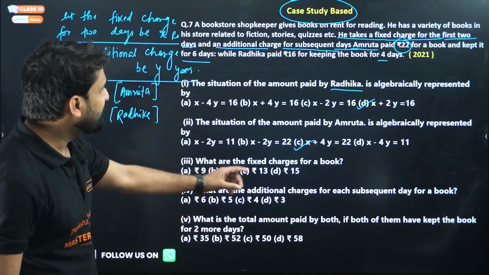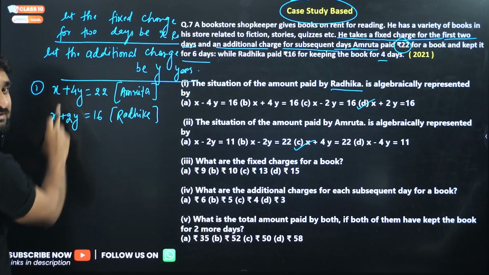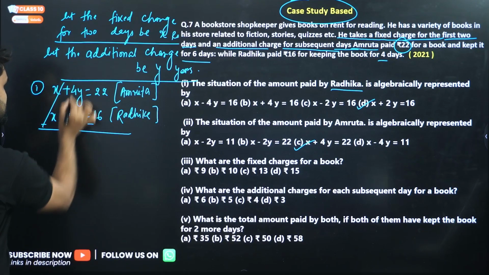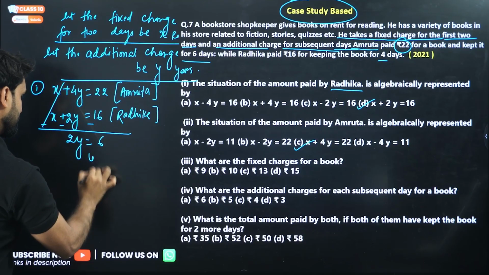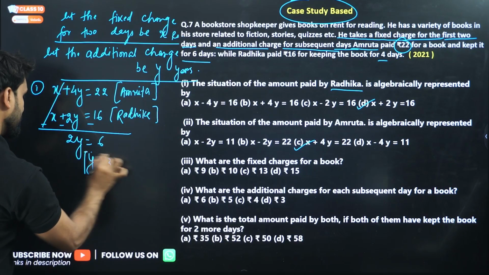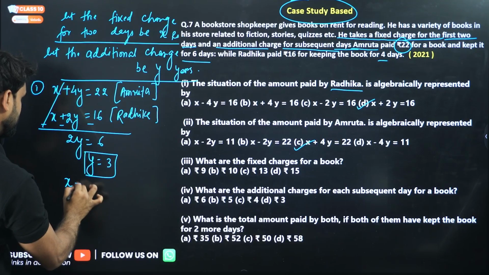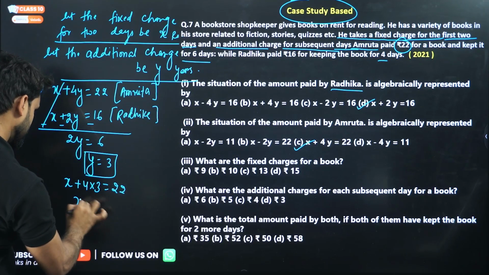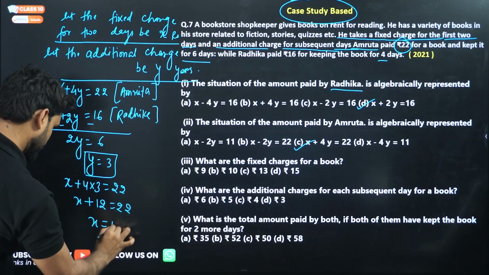Second, what are the fixed charges for a book? For this we have to solve. Can we subtract these two equations, because x and x are the same? So subtract this. x minus x is cancelled. 4y minus 2y will be 2y, and this will be 6, and this will be what? 3. And on putting this 3 in any equation, we can find x plus 4 into 3 equals 22. So x will be 10 rupees.